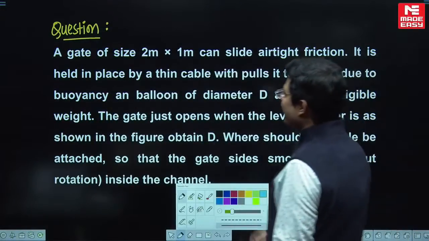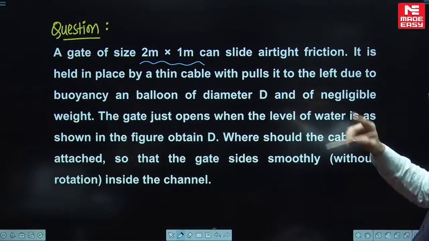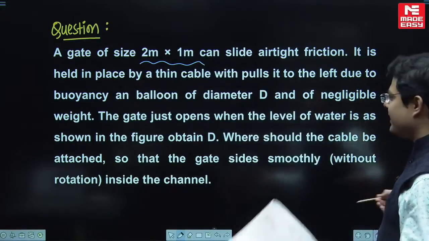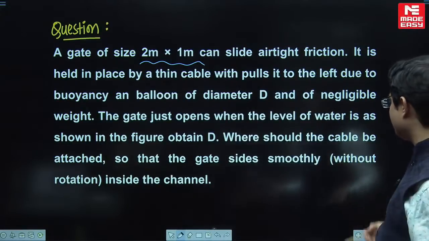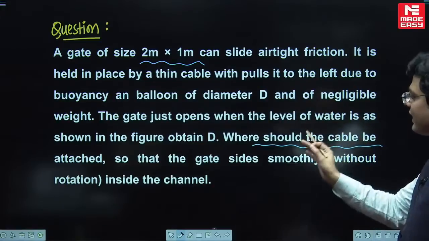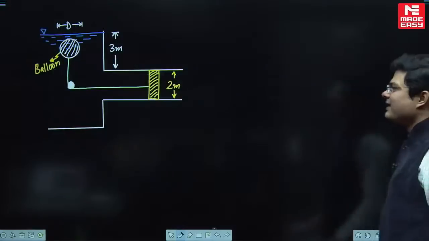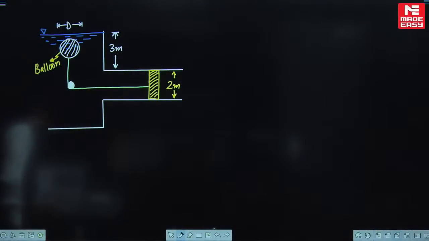A gate of size can slide in an airtight friction held in place with a thin cable with a balloon having a diameter d, negligible weight, the gate just opens at the level of the water as shown. Where should the cable be attached? So you have to find the location where the cable is attached. Okay, see, let me make you understand in the problem itself. Again, it's a beautiful problem.